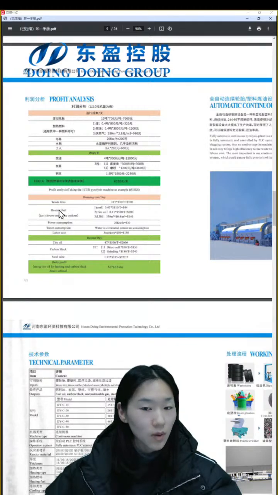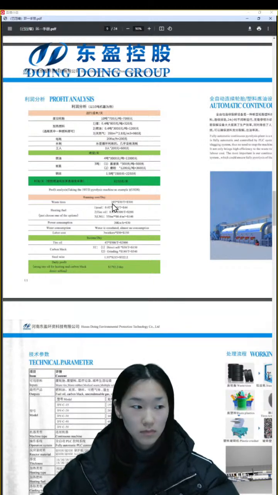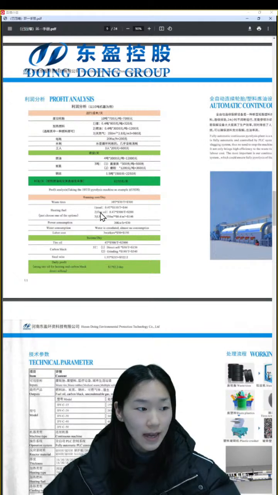And the next one is the heating fuel. Just choose one of the options. Firstly, you can choose coal to heat the reactor, or tire oil, or natural gas. Our customer will choose the heavy fuel oil to heat the reactor. We can see the fuel oil cost.